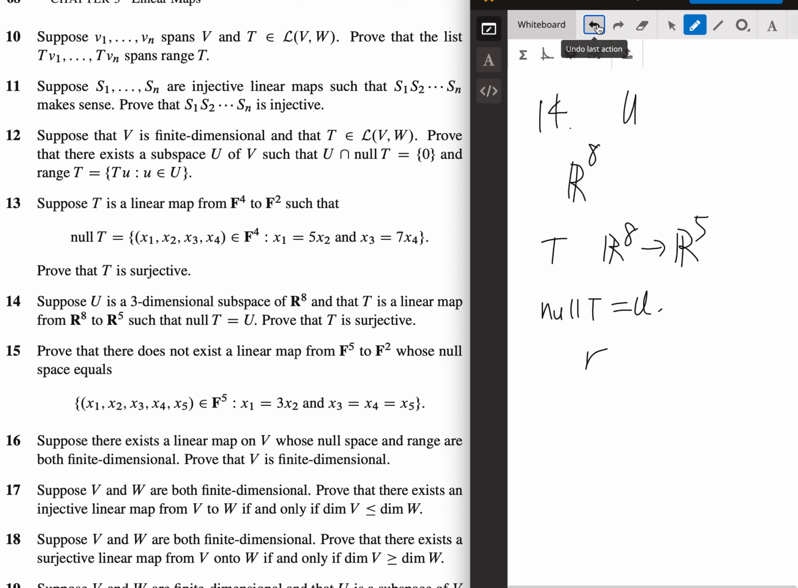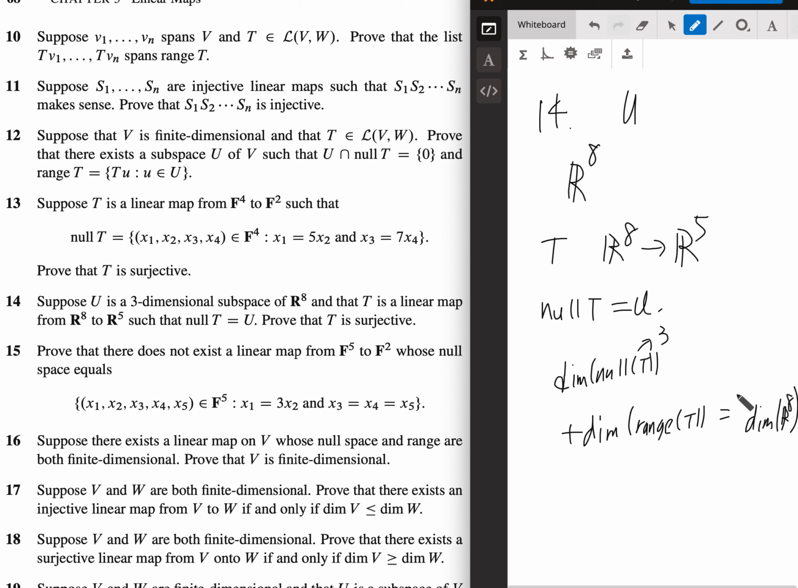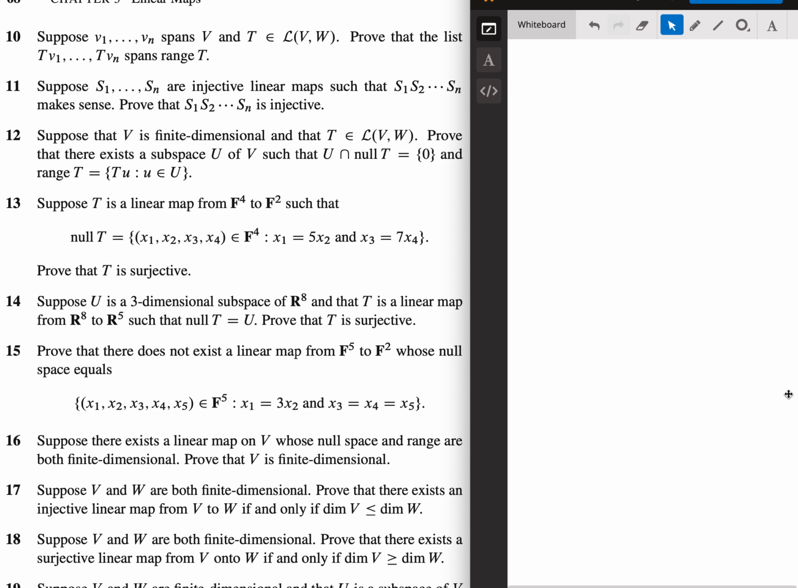So the null space of T is U, which means that the dimension of the null space of T is going to be 3. And the dimension of the range you don't know yet, and then that is equal to the dimension of the domain, which is your R8, I guess. So that gives you 5. So the dimension of the range is 5. If the range has dimension 5, and it's also in R5, so once again, it's got to be the entirety of R5.